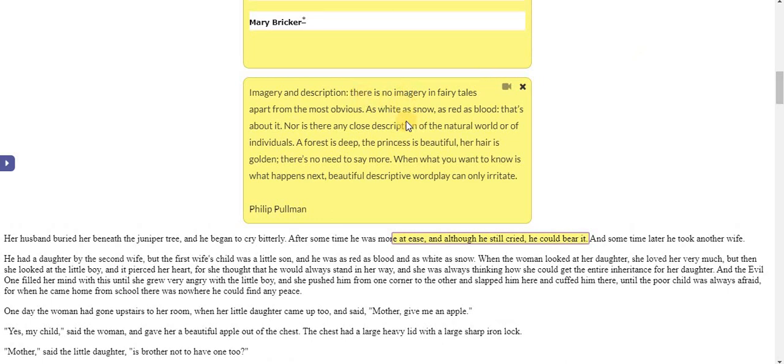Usually the maximum description that you might find in a fairy tale is as white as snow and as red as blood. And the writer might refer to the forest as being deep, and the princess as being beautiful, and the hair of the princess as being golden. So these are the bare descriptions that are there in fairy tales.